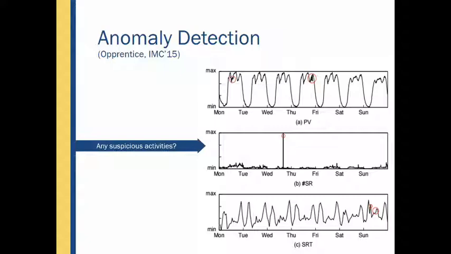So anomaly detection could be, I'm showing you some examples here. The first example, the second example, the third example, the x-axis is the timeline. If you plot this network data somehow, then you can find some suspicious activities. In the second one, there's a spike here. And in the first graph, that red circled part looks different from the other parts. As you can see, this is different from the other part.